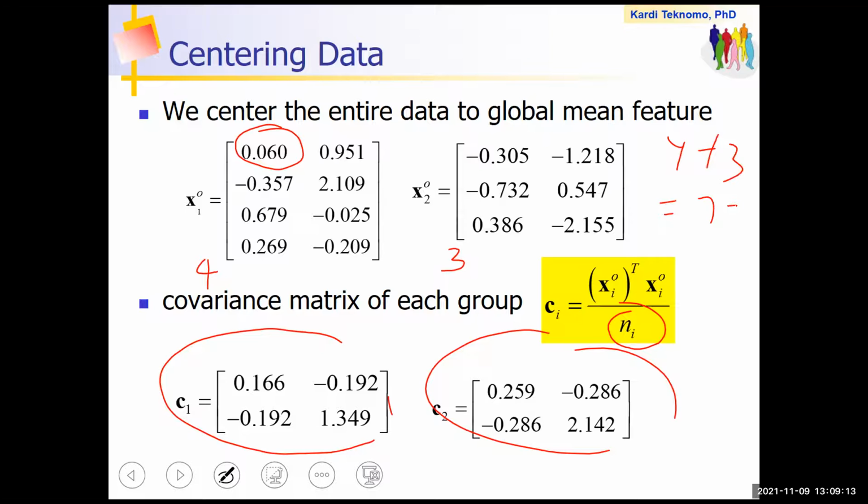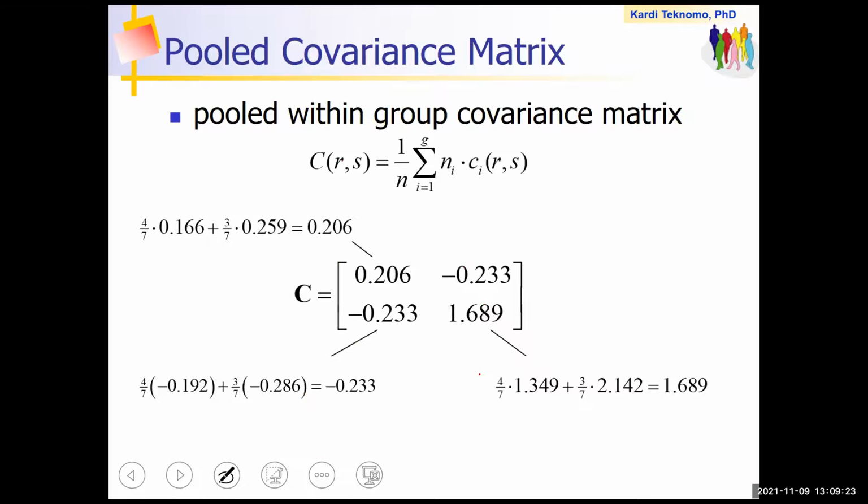Let's take the first entries as an example: 0.166 and 0.259. So that means you have 4 data divided by 7, and the other one is 3 data divided by 7. So you get a new pooled covariance matrix. Can you calculate the pooled covariance matrix? Yes, you can.